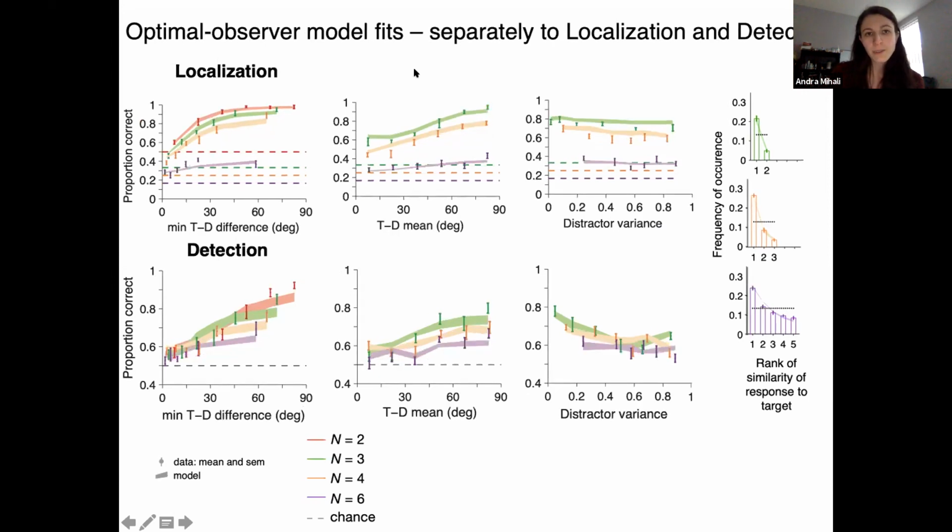So now let's look at the fits separately. Indeed, if we fit separately to localization, allowing for their own precisions, and separately to detection, allowing for their own precisions, the fits are actually good in both conditions, even in the detection condition. We still notice some discrepancies here, but they can be fixed by adding a decision noise parameter.